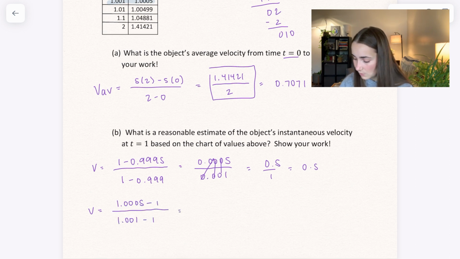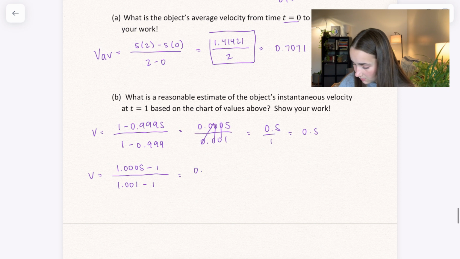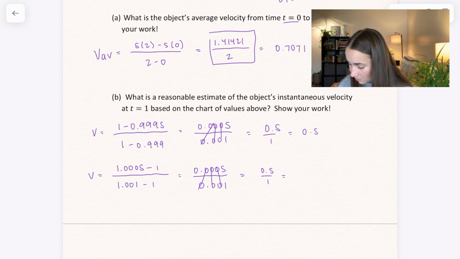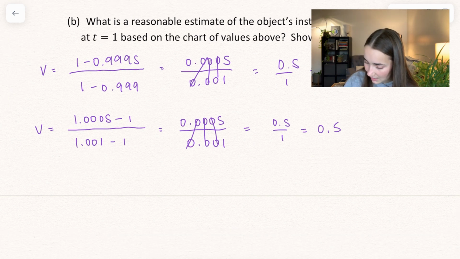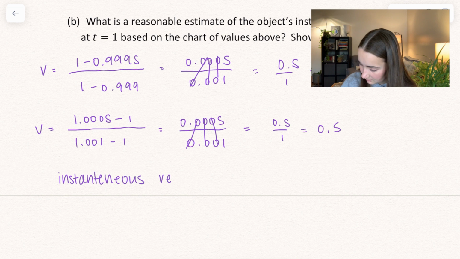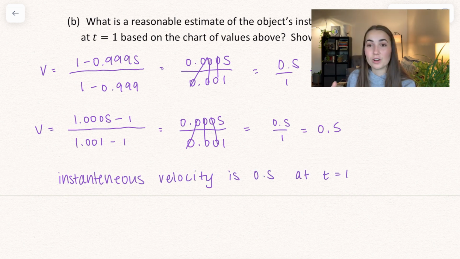Alrighty, so when I do that, I get 0.1235 divided by 0.001. So again, we're going to cancel out as many zeros as we can. I have 0.5 divided by 1, which is equal to 0.5. So this is going to be my reasonable estimate of the object's instantaneous velocity at t equals 1. So I'm going to write that, and then the work I have is going to be the work that I showed, right?